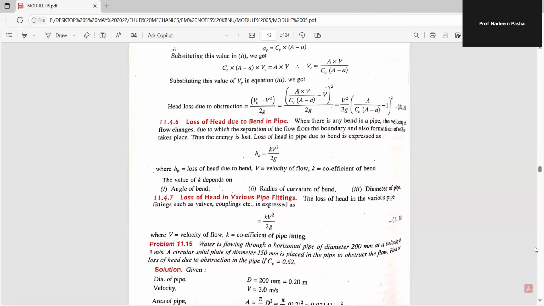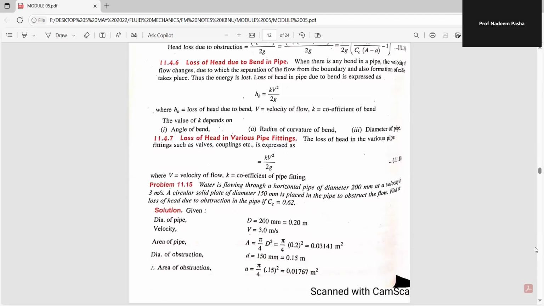A circular solid plate of diameter 150 mm is placed in the pipe to obstruct the flow. So what you need to calculate? Find the loss of head due to obstruction in a pipe if Cc is equal to 0.62. So you need to calculate the loss of head due to obstruction in a pipe.